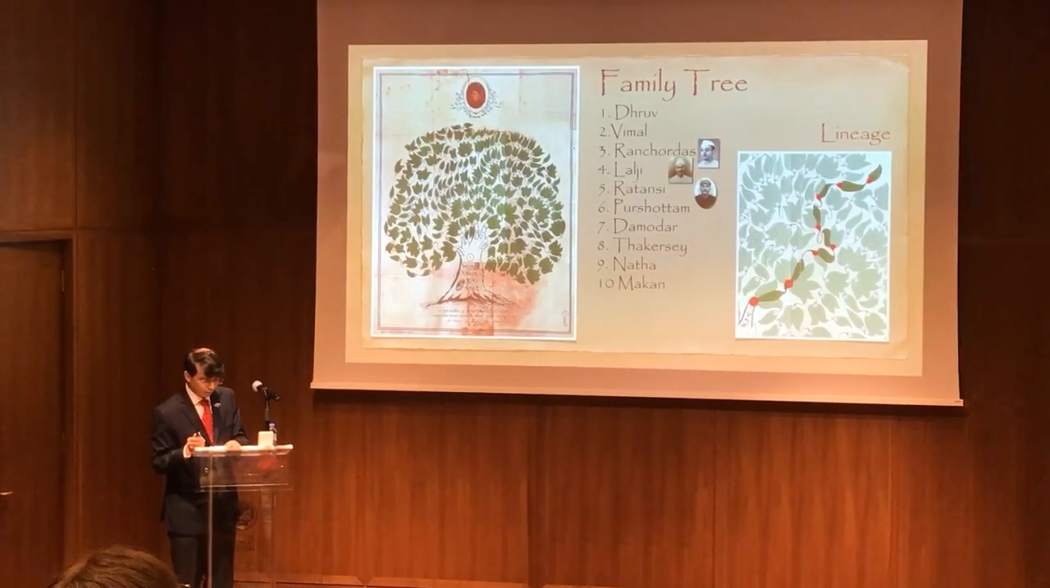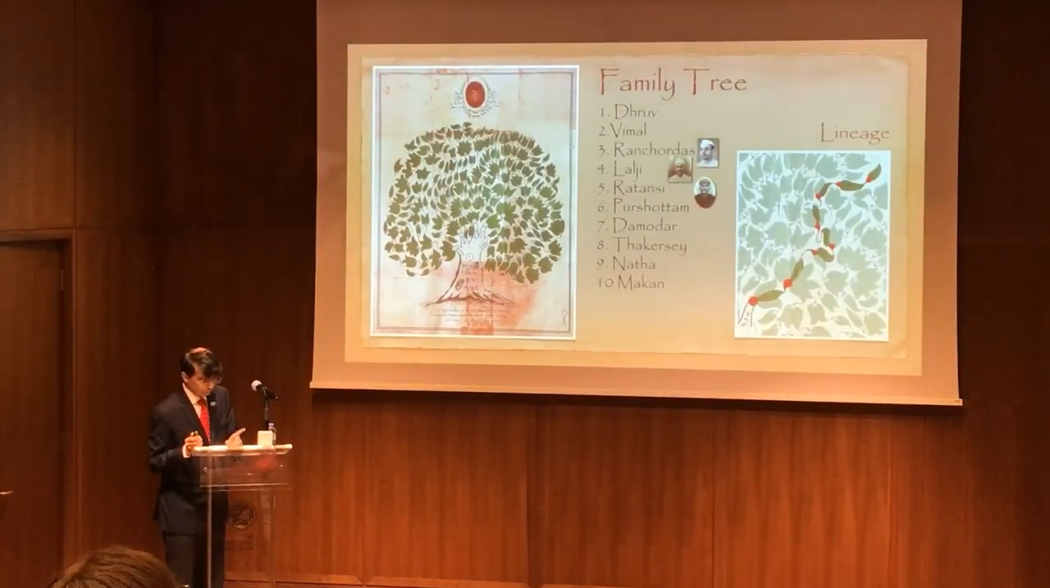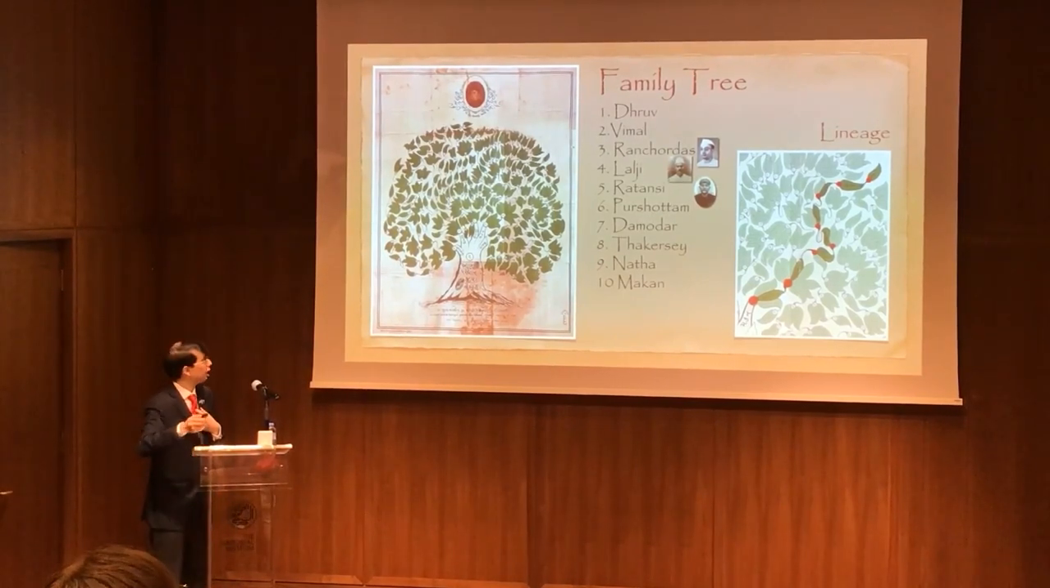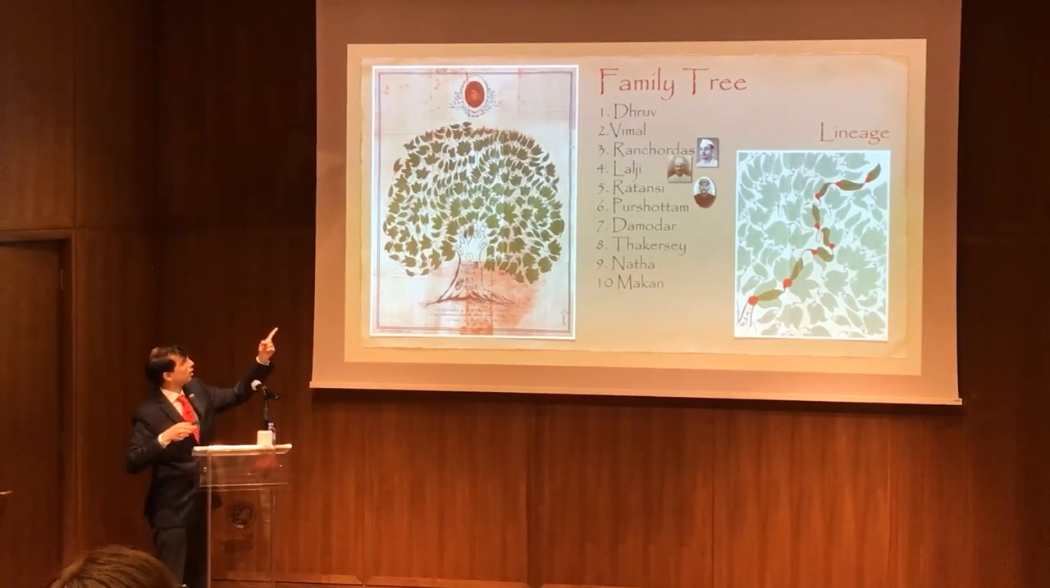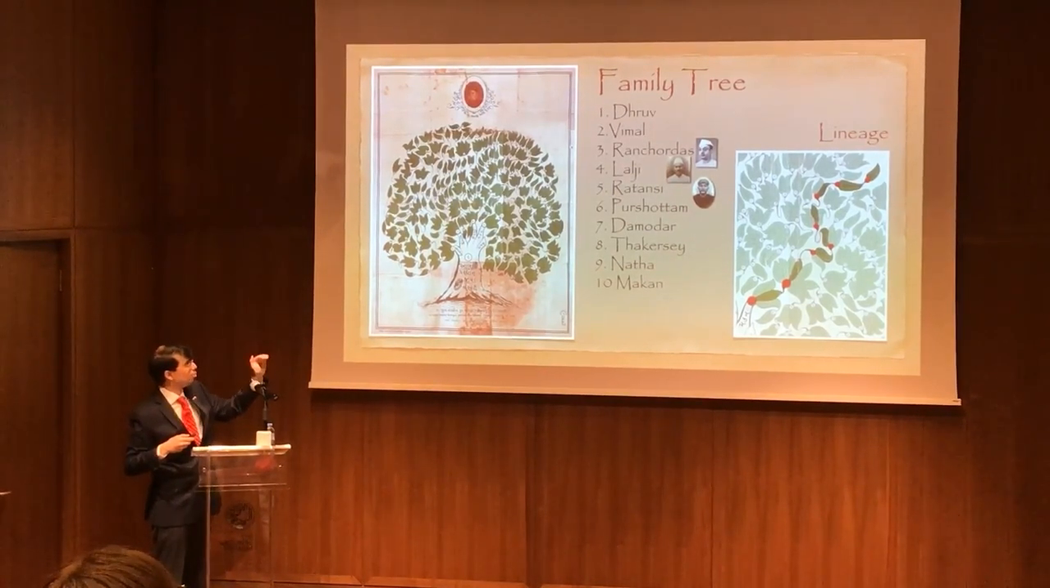Here is a picture of our family tree in which the names are written in Gujarati. It was updated in 1952, the year in which my father was born. Let us look at the entire lineage. I'm Dhruv. Here's my father, Vimal. My grandfather, Ranshor Das, Lalji, Ratansi, Purushottam, Damodar, Thakarsi, Natha Makkar.